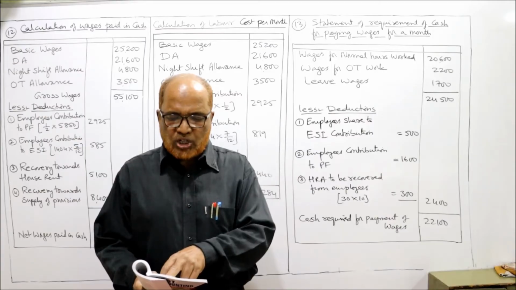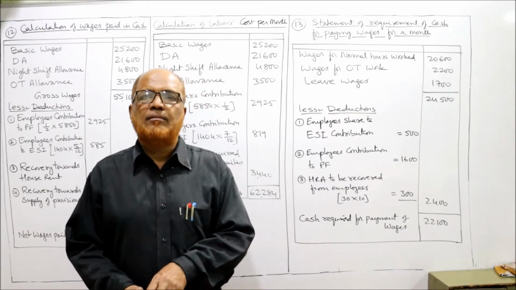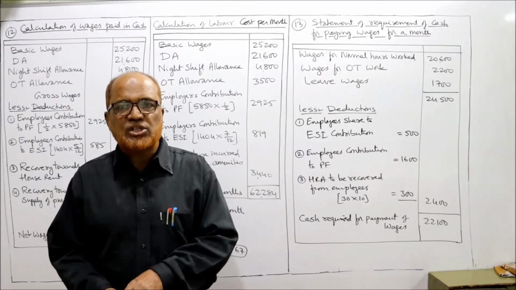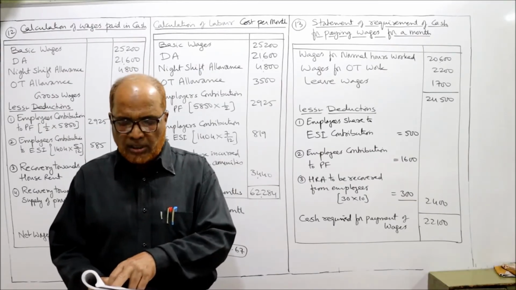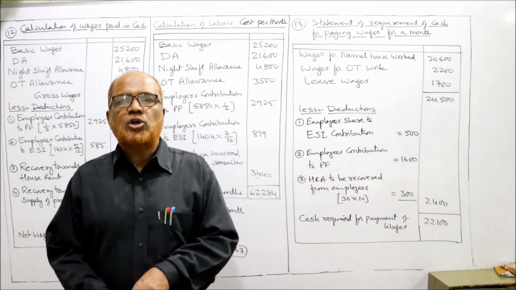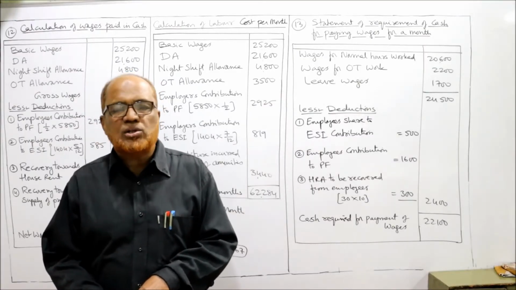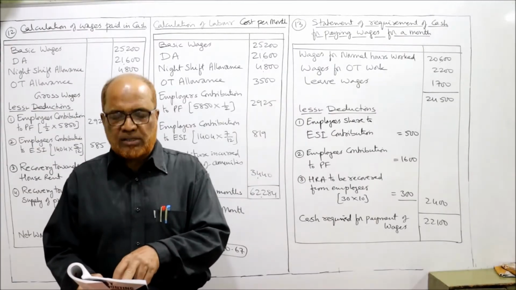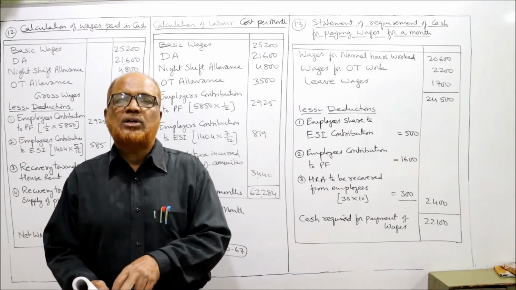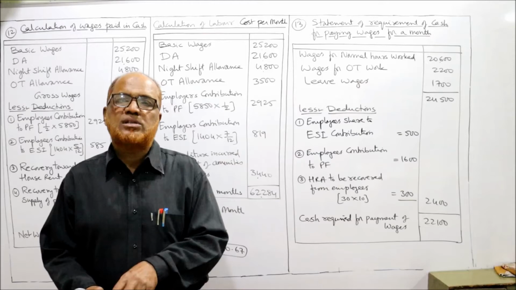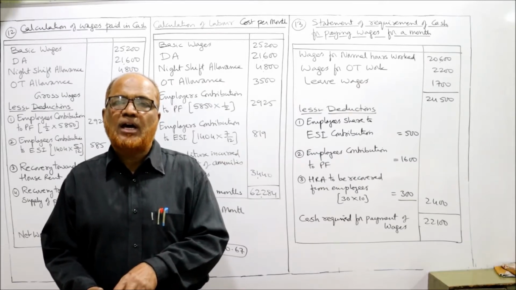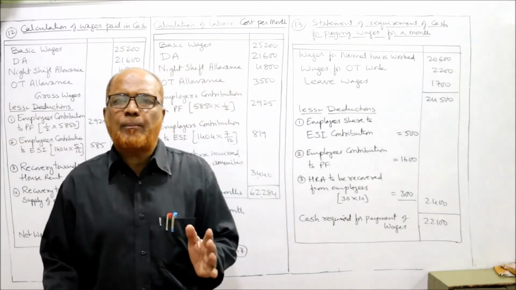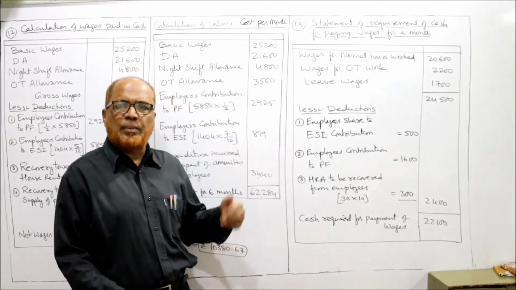Deduction of employees' share to ESI contribution, 500. We have to deduct this from gross wages. Employees' contribution to PF, 1,600. This will also be deducted from gross wages. House rent to be recovered for 30 employees at 10 rupees per month. So 30 into 10, 300 rupees should be deducted for recovery of house rent. That's all. It's very easy. This problem is comparatively very easy compared to the previous one.